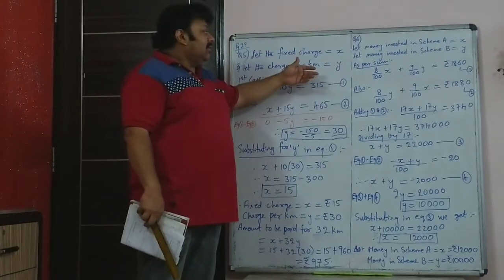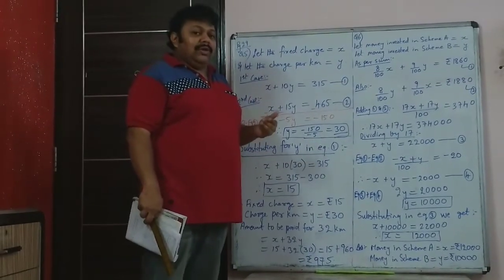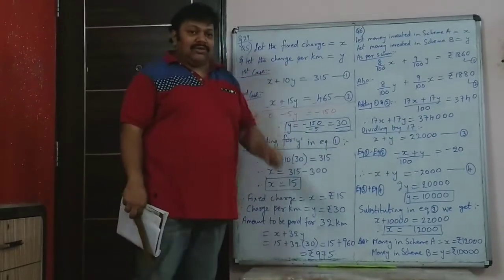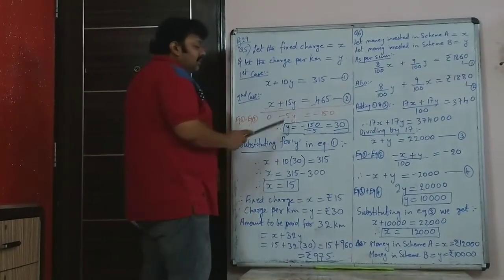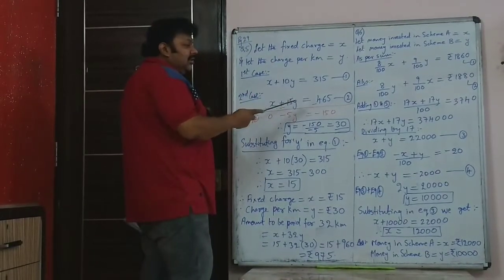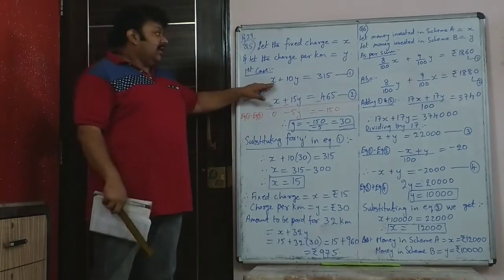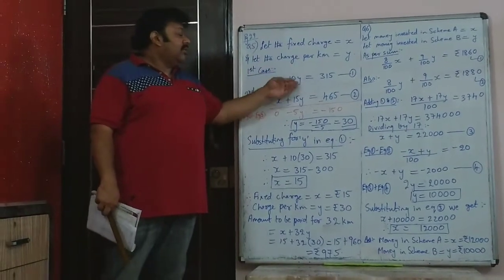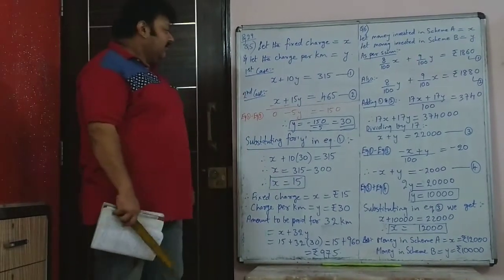So in case he travels 10 kilometers, he has to pay the fixed charge X, plus over and above that, he will pay Y into 10 because he has traveled 10 kilometers. That is the first case: he travels 10 kilometers and his bill comes to 315. So the fixed charge is there as it is, and the charge per kilometer is Y, so 10Y, that will add up to 315.